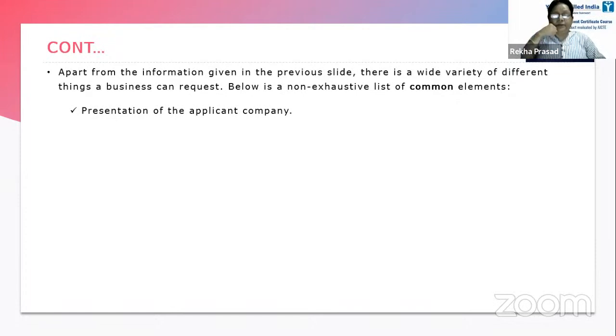Presentation of the applicant company. Initially, when the suppliers come, they give their presentation to the procuring company. The way the presentation is done is very important. The same thing, somebody might present in a manner in which it will impress you and you will easily buy the thing. The same thing somebody else will do in a very sloppy manner. So nobody is interested in that. So the way the presentation is done is also very important.